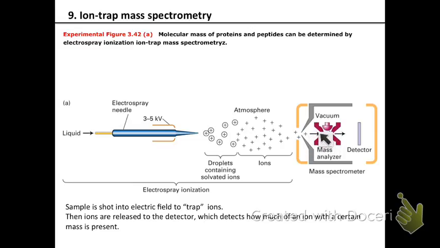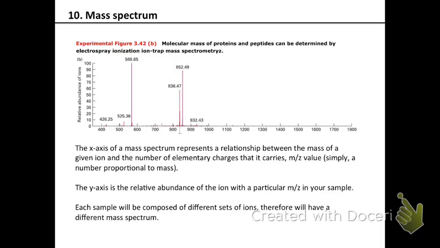It traps the ions in an electric field. Then this mass analyzer releases a certain mass of ions at a time to the detector, and the detector detects how much of an ion with a certain mass is present, right? The more it hits the detector, the more of that ion you have. All right. That's pretty much it.